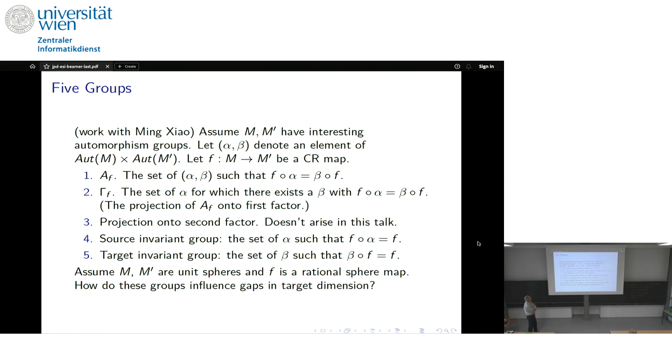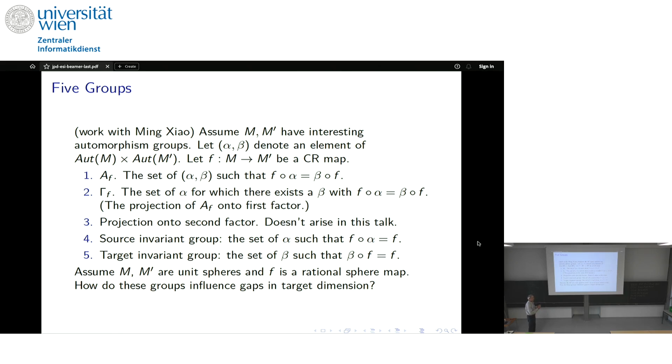Now I want to mention something that's important for the rest of the talk. This is some work I did with Ming Xiao. For this very general setup, I have some sets, M and M prime, and they have automorphism groups and so on. I just assume M and M prime are spheres, and I have a CR map between them. Then you can associate 5 groups, at least, but these 5 are what we did, to the map. So the first one is a subgroup of Aut M cross Aut M prime, consisting of those pairs (alpha, beta) such that F circle alpha is beta circle F.